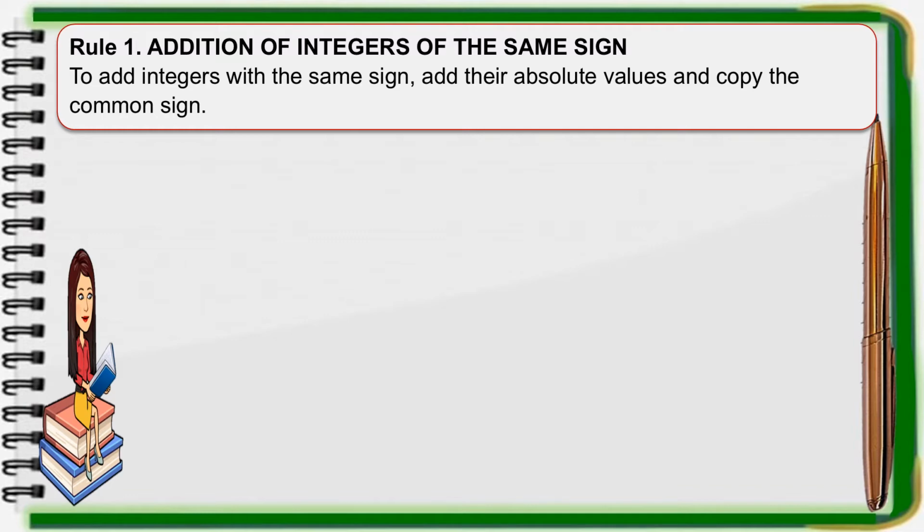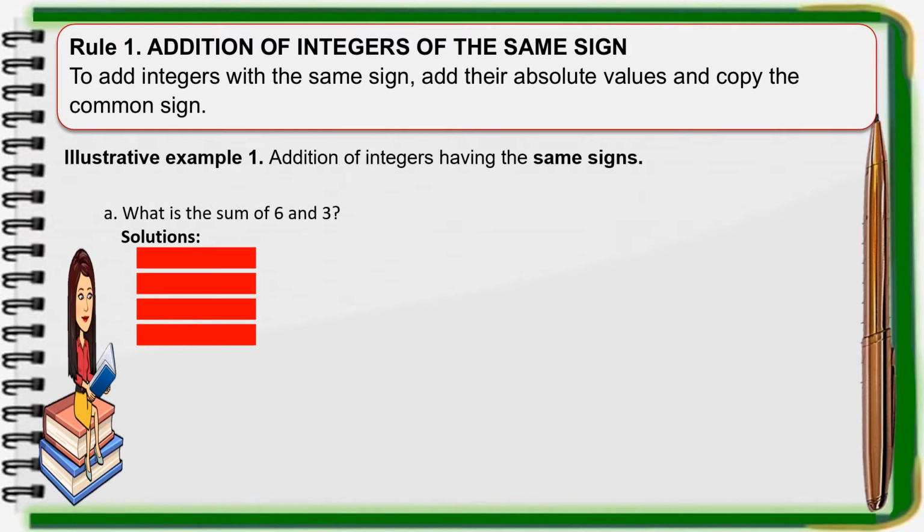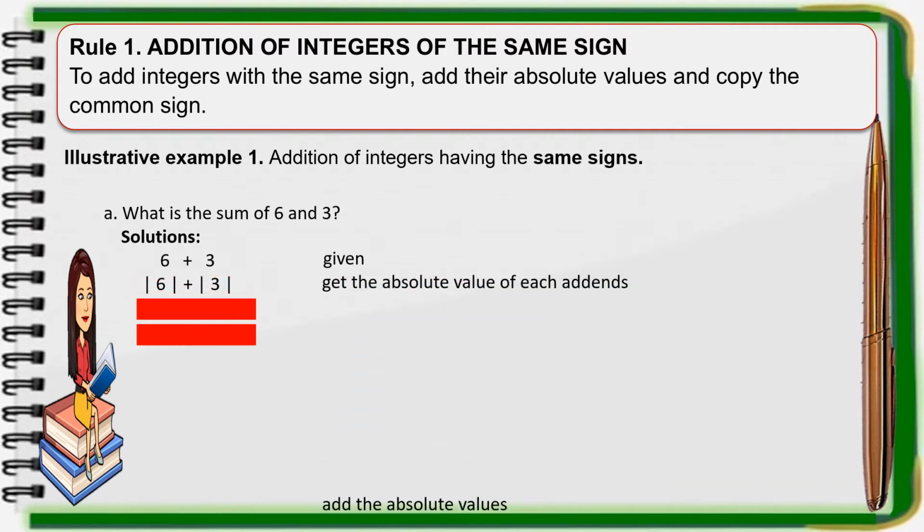Okay, let us have illustrative example 1. What is the sum of 6 and 3? Sa pag-solve ng problem na ito, sundin lang natin ang rule number 1. Since ang 6 at ang 3 ay same sign, both positive. So, let us have first the given. At kunin natin ang kanilang absolute values. Pagkatapos, add the absolute values.